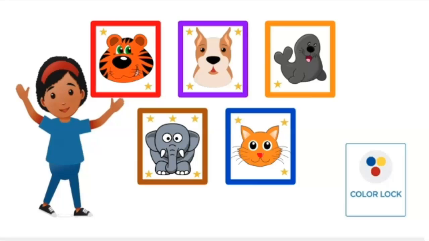She might also have added something else to indicate the order, such as stars in the frames. This way the order would be orange seal, red tiger, blue cat, purple dog, and brown elephant. What other ideas do you have for this clue?